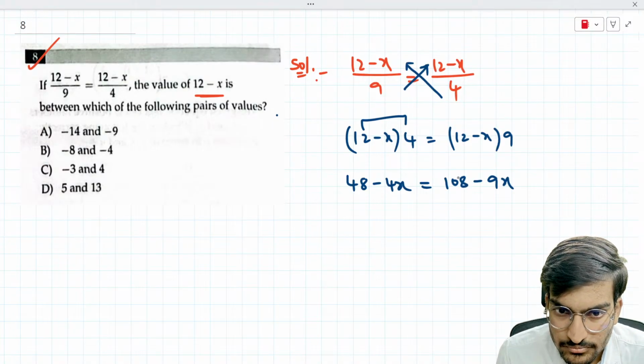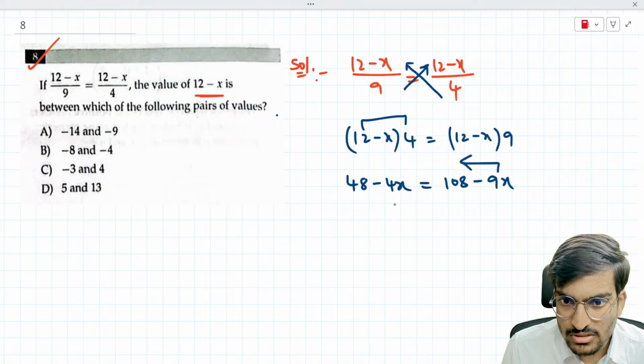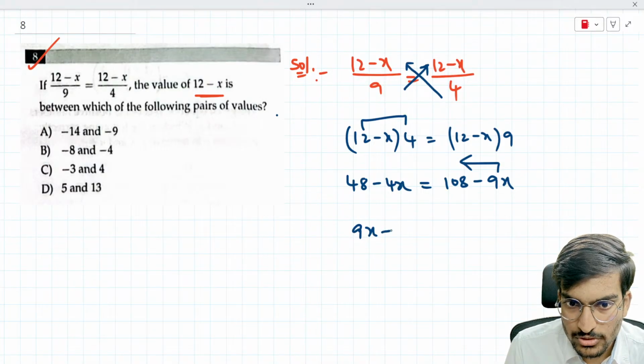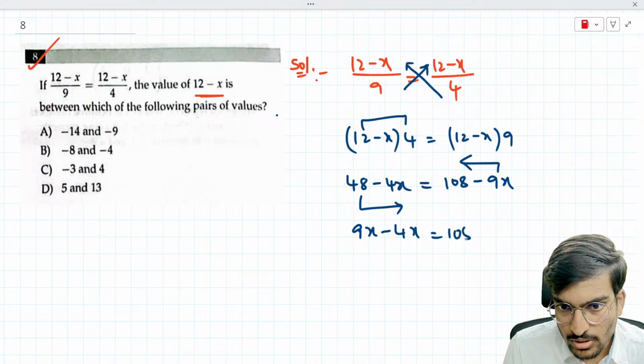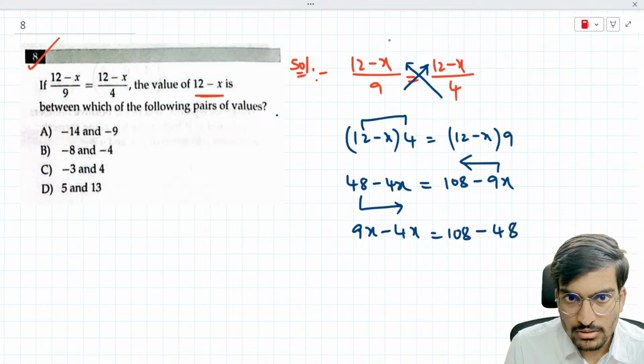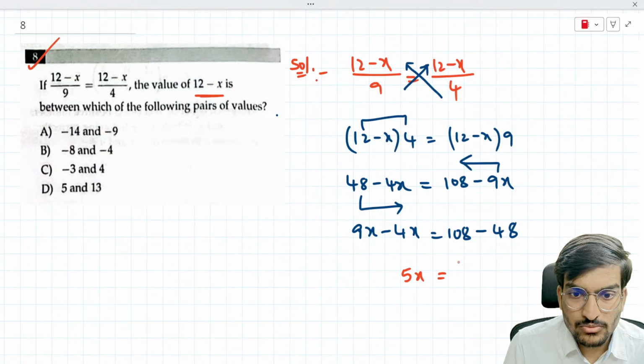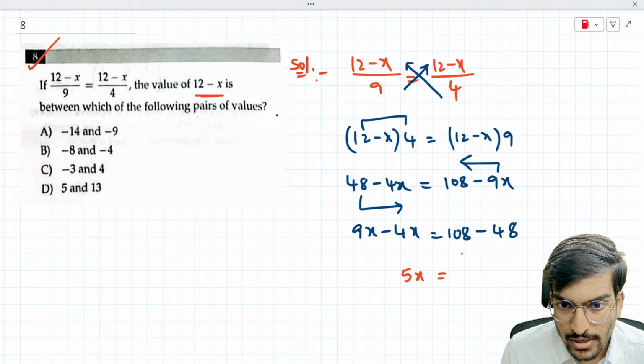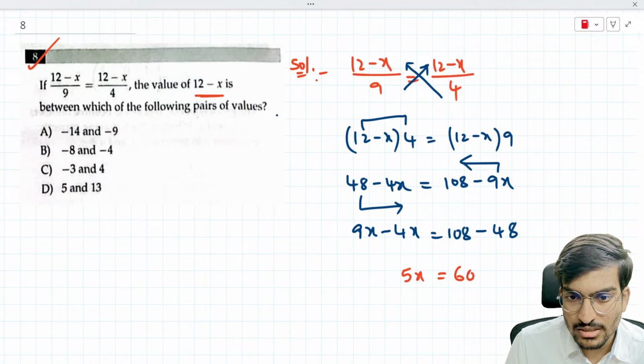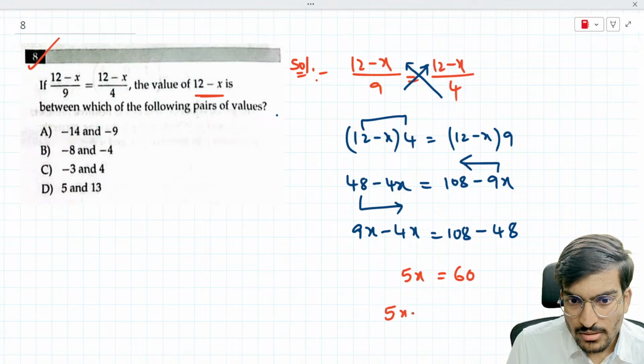I'll transpose the negative 9x to the other side. It becomes positive 9x minus 4x. And I transpose 48 to the other side, so that becomes negative 48. So 9x minus 4x is 5x, that equals... how much is this? 5 times 12 is 60. So 5x minus 60 equals 0.